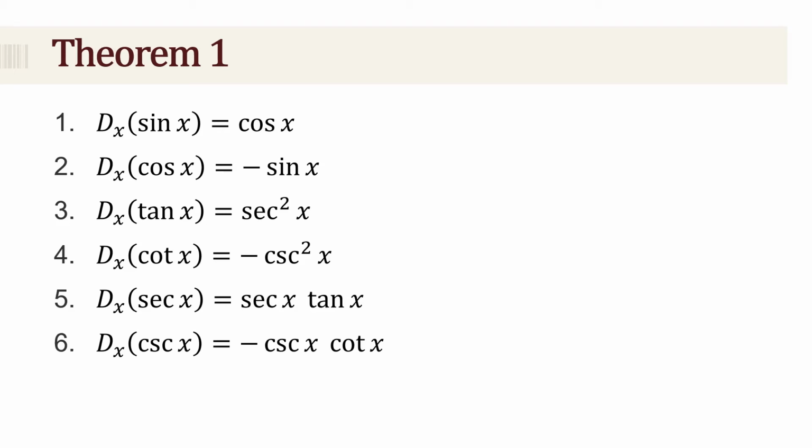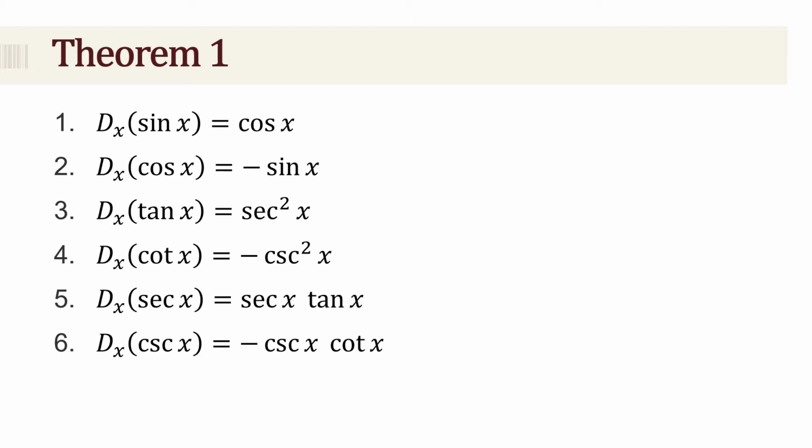Katulad nung derivatives of exponential and logarithmic, dito sa derivatives of trigonometric and inverse trigonometric functions, kailangan ma-memorize nyo rin yung mga formulas. So we have 6 for trigonometric and 6 for inverse trigonometric. So for our theorem 1, the derivative of sine x is equal to cosine x. The derivative of cosine x is equal to the negative of sine x.